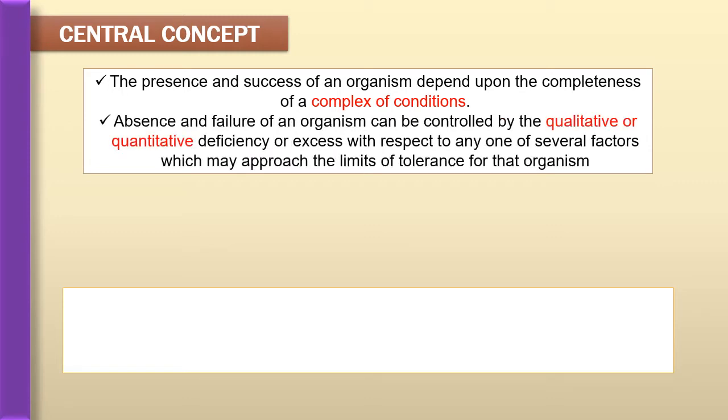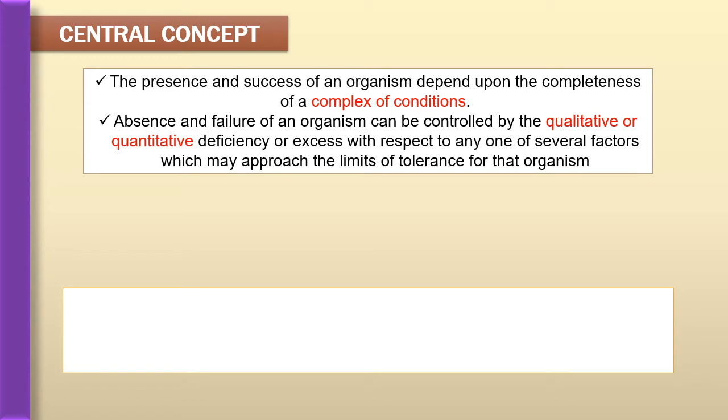Absence and failure of an organism can be controlled by the qualitative or quantitative deficiency or excess with respect to any one of several factors, which may approach the limits of tolerance for that organism. A particular organism may have a narrow range of tolerance for some factor, medium for another, and wide for another. Thus, ranges or limits vary seasonally, geographically, or with stages of their life cycle.